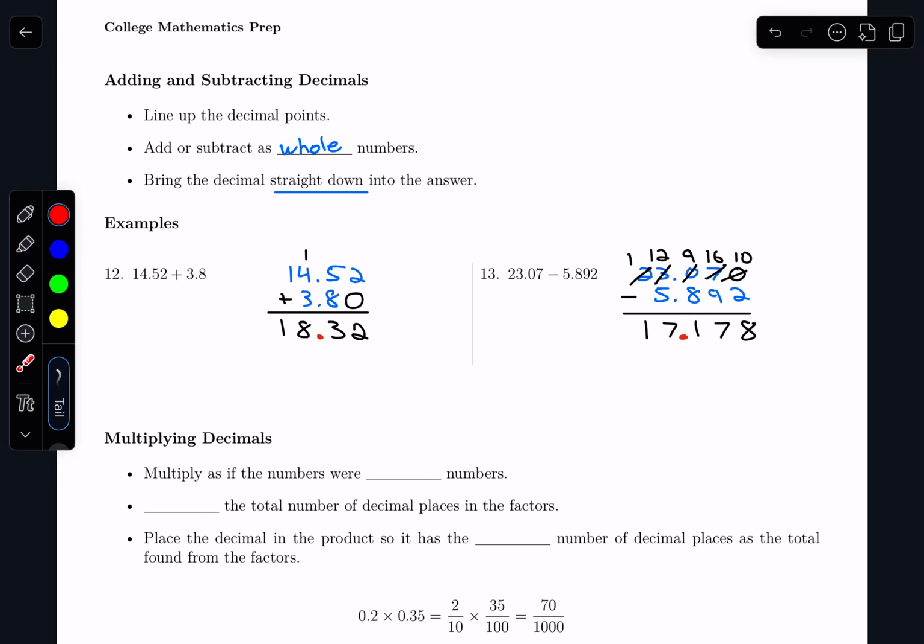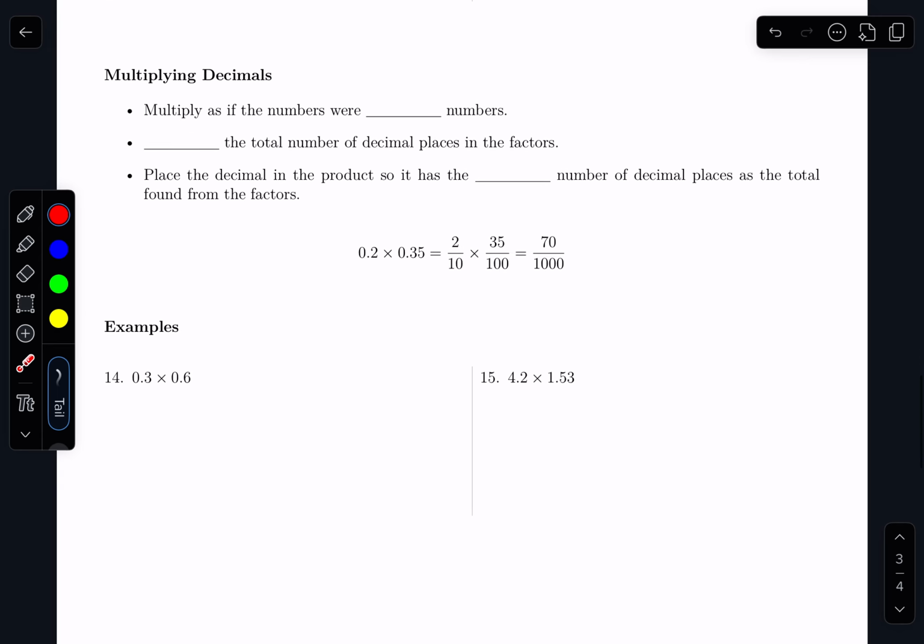All right, so that's adding and subtracting. Now let's get to multiplying, which I think is a little bit more insightful because we get to talk about fractions again and why this process is going to be what it is. So what we're going to do is multiply as if the numbers were whole numbers. So when we multiply decimals, we ignore the decimals for a second. But then we're going to go back and count the total number of decimal places in the factors. So the two numbers being multiplied together, we count the total number of decimal places. And then we place the decimal in the product so it has the same number of decimal places that we counted in the previous step.